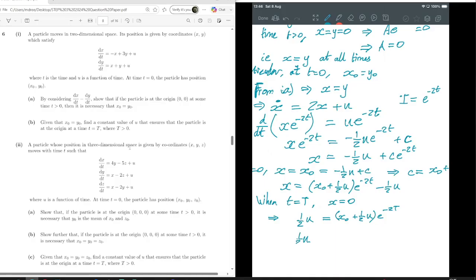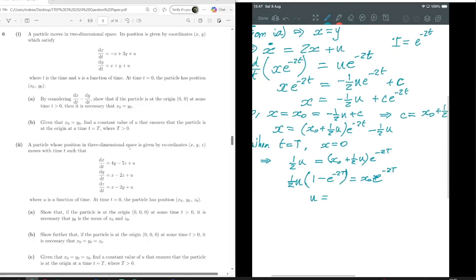So if I bring stuff over, this side could be 1 minus e to the minus 2T equals x naught e to the minus 2T. I've just brought the u term over and stuck it in a bracket. So I want to say now that u equals, multiplying through by the 2 and dividing through by the e, and the one last thing I'm going to do is just get rid of the negative powers by timesing through by e to the 2T. That destroys the e to the minus 2T's quite nicely.